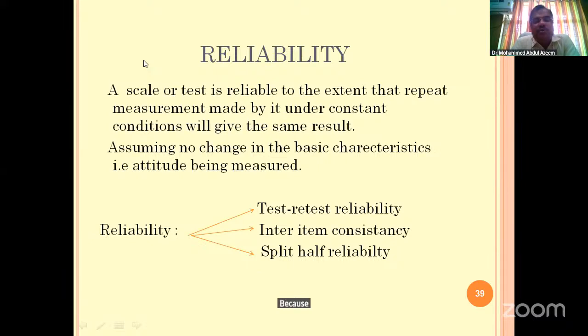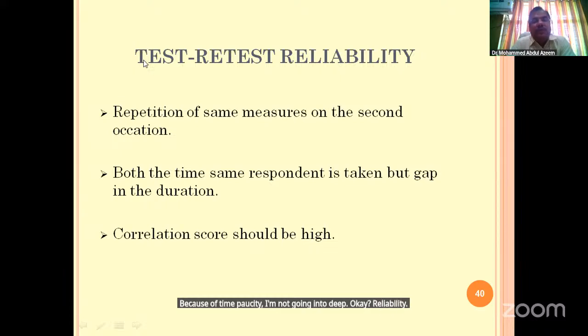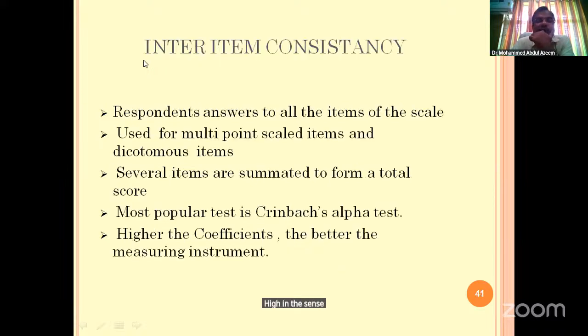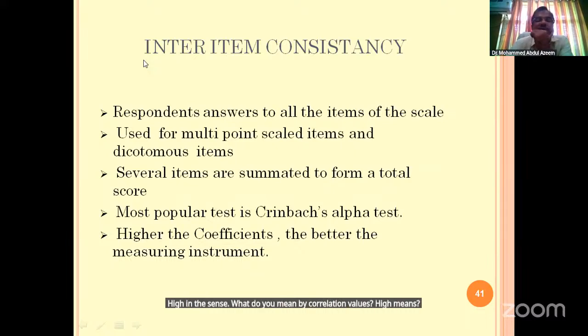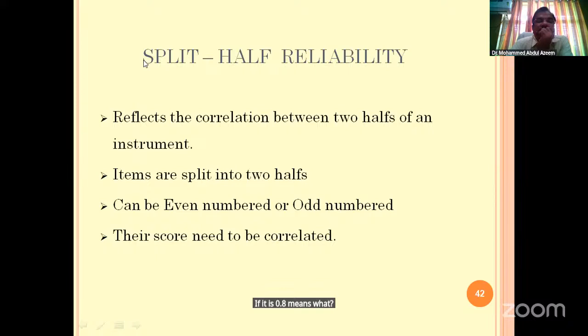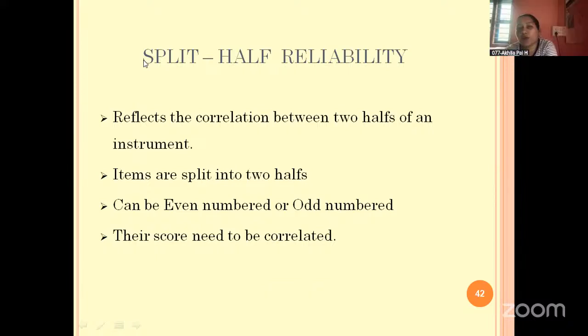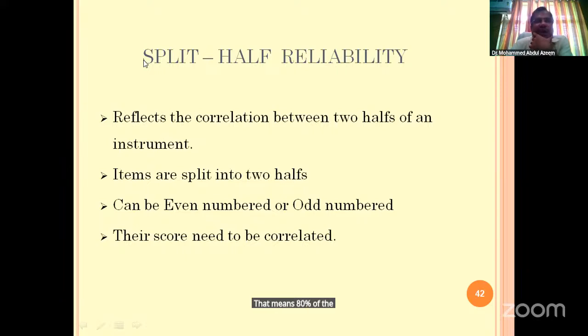Because of time paucity, I'm not going into depth. Okay, reliability and validity. The reliability score will be high. High in the sense, what do you mean by correlation value is high? If it is 0.8, what does it mean? Highly correlated, sir. That means 80% of the responses received are the same.